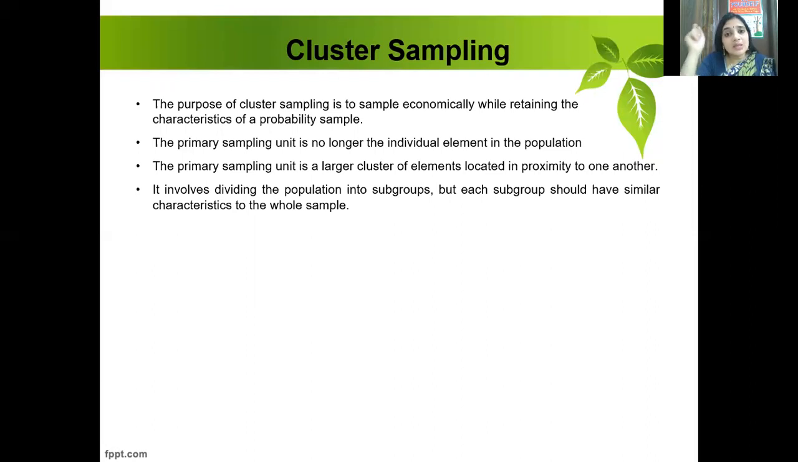In the case of stratified sampling, what we did was we divided the whole population into different strata of the same characteristic. Different strata had different characteristics outside the group, but within the group everyone was the same. But here we will be including people of all characteristics in one group.